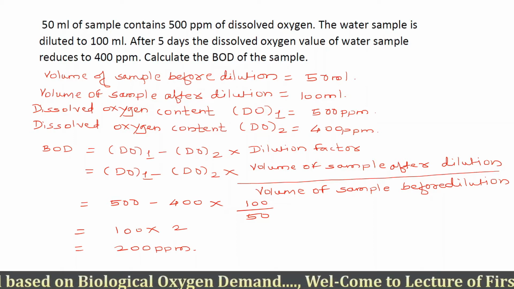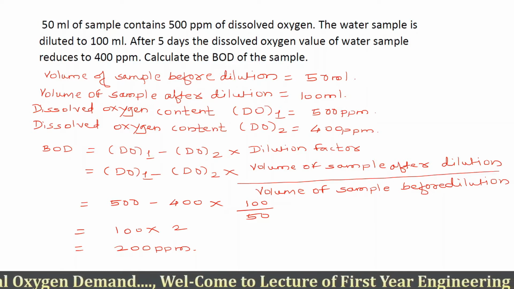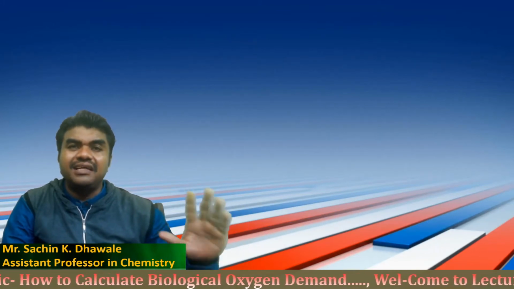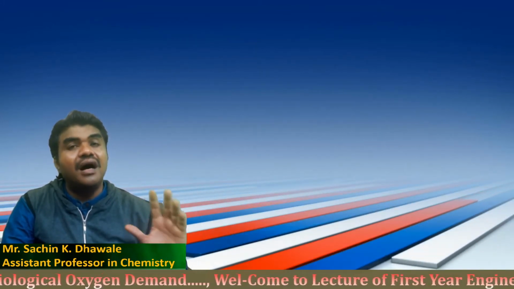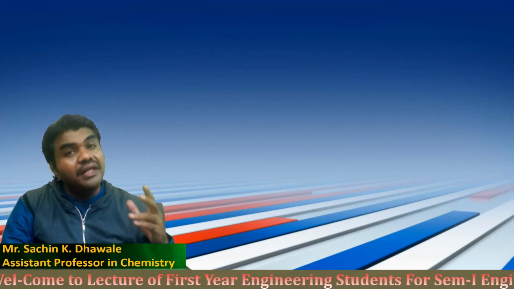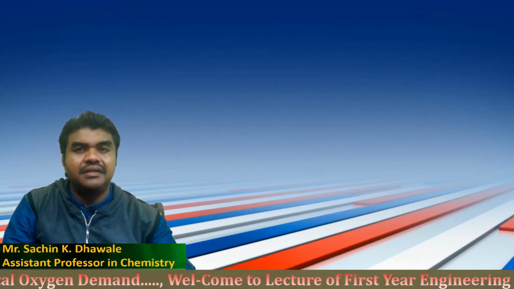In that way, we calculate the biological oxygen demand of a water sample in a very simple manner. I think by using these two numericals, you can see how to calculate the biological oxygen demand of any water sample in the easiest way. Thank you.